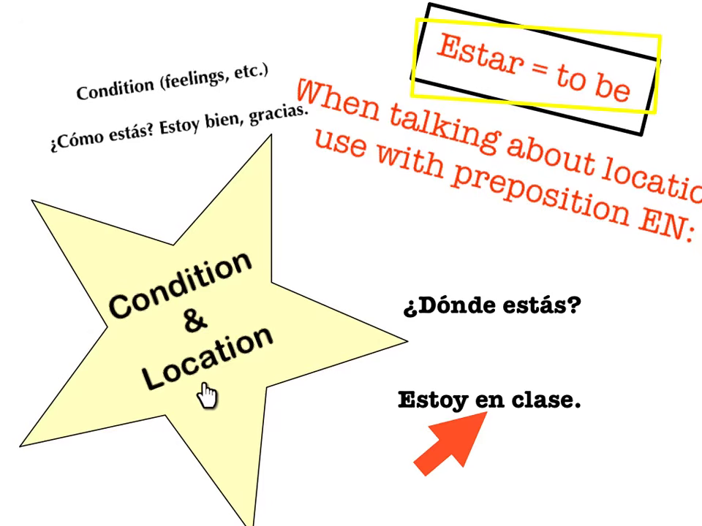It's also used to talk about location. For instance, if I ask you, ¿Dónde estás? I'm asking you, where are you located? Where are you? And you could answer, Estoy en clase. Notice I used the preposition en. So when talking about location, use the preposition en. Estoy en clase. I am in, or I'm located in class.